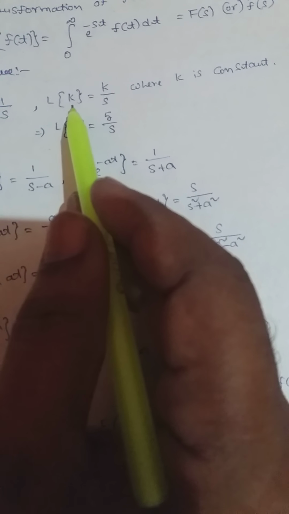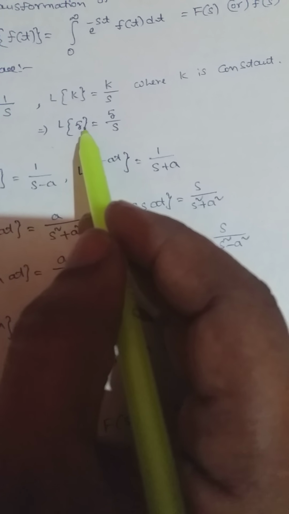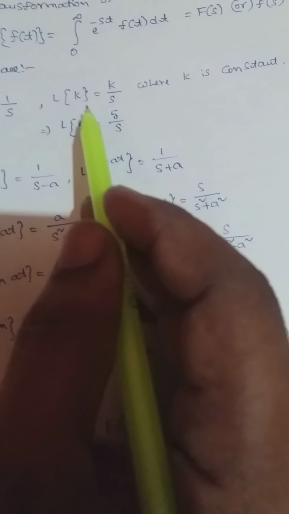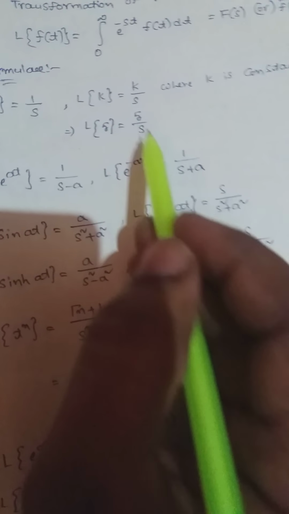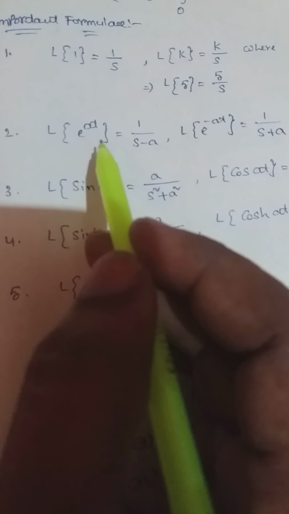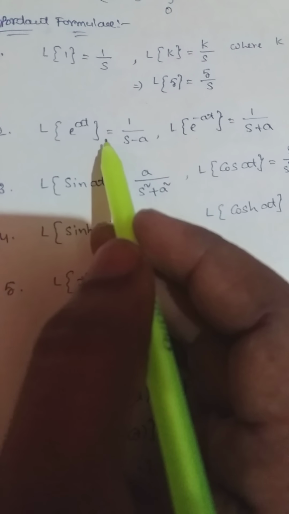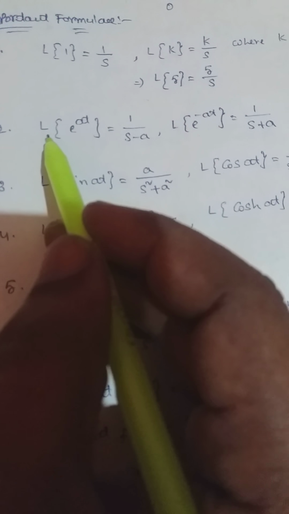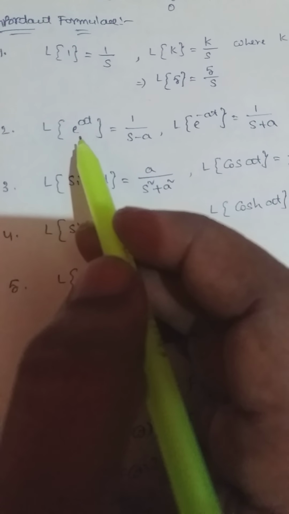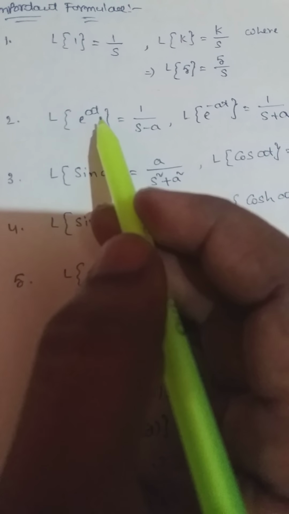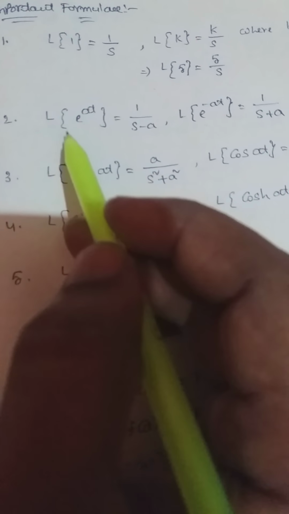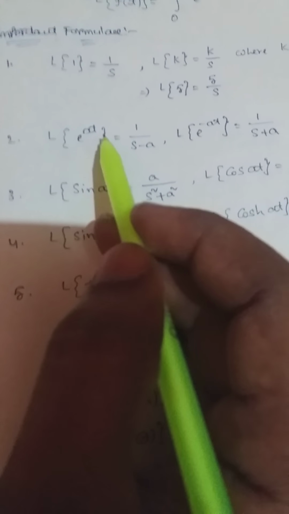That means if you have any constant in the place of k, for example L of 5 equals 5 by s, and if you have 100, L of 100 equals 100 by s. And now we have a few more formulas. L of e power at: as I told before, Laplace we are going to find either of a constant or of a term which is in terms of t, and we take the term in terms of t as f of t.